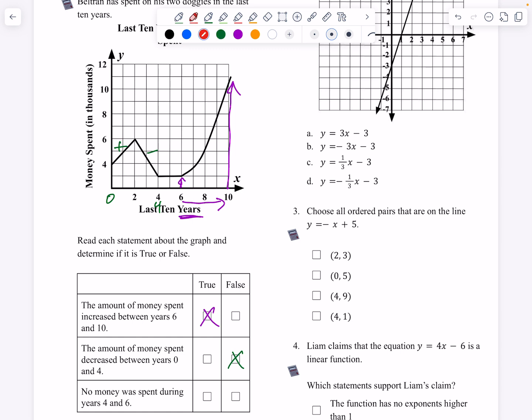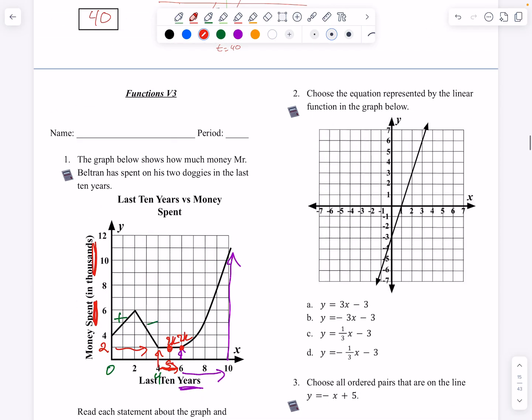And then no money was spent during 4 and 6. So 4 and 6, what happened? Is that true? So remember, money spent. So on year 4, I actually spent $2,000. Year 5, I spent $2,000. Year 6, $2,000. So that's false. So that's like a trick one, right? Because you're like, it's flat, so it's not going up or down, so it has to be 0. No. That just means it didn't increase, or decrease. I still spent $2,000 between 4 and 6, though.